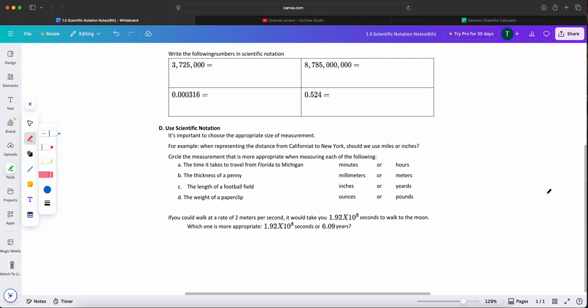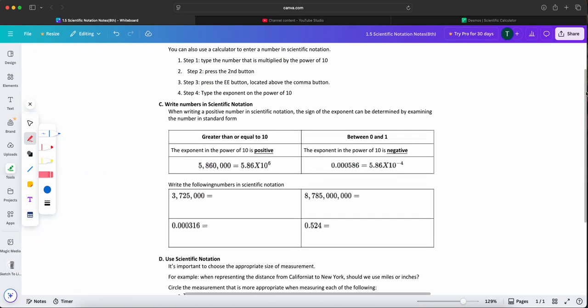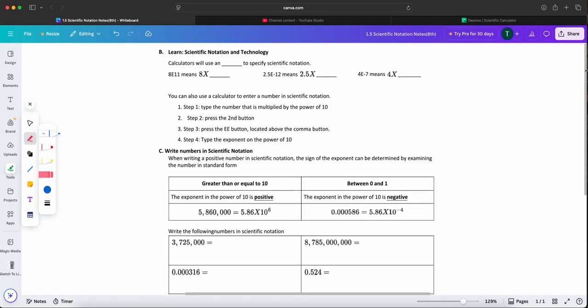So over here, up at the top, if you are using a handheld calculator, to specify scientific notation, handheld calculators use this capital E. So if your calculator says 8E11, what that means is 8 times 10, and then that number is the exponent. So it'd be to the power of 11. So all of these would be times 10. And then the part after E is your exponent.